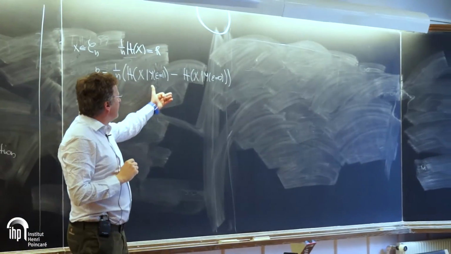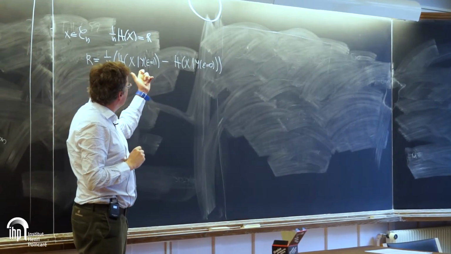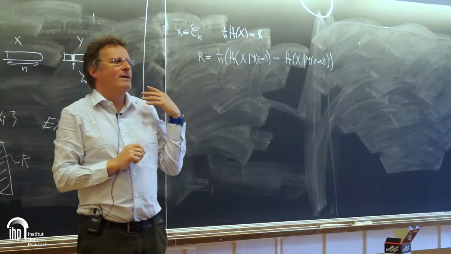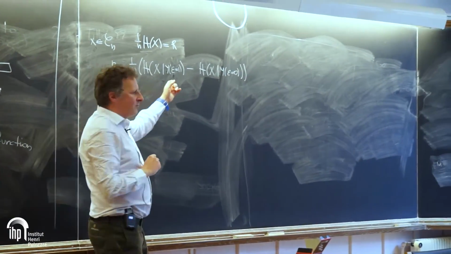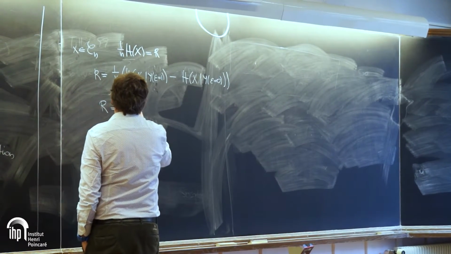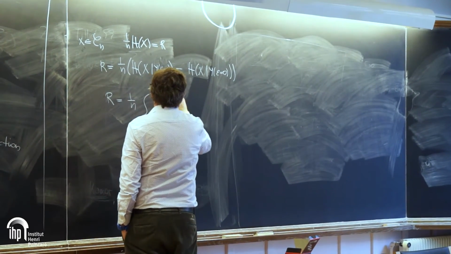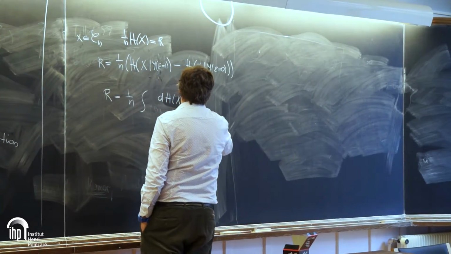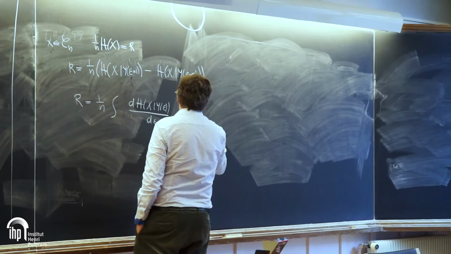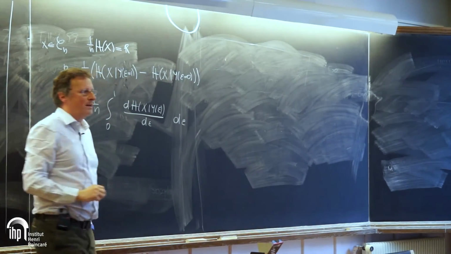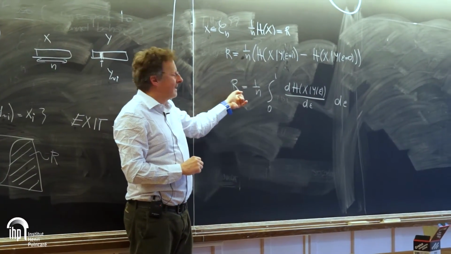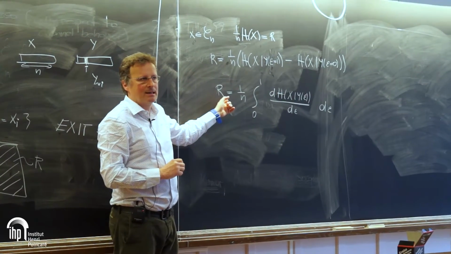OK, so far so good. I want to relate this to an integral over epsilon, and what is more natural than to simply take the derivative and then integrate it back out. So what we're just saying is, trivially, by definition, if I take the derivative of h of x given y, epsilon with respect to epsilon, and then integrate this back out from epsilon from 0 to 1, I will get exactly this one here on top again, and I get back the rate. So that's very natural.